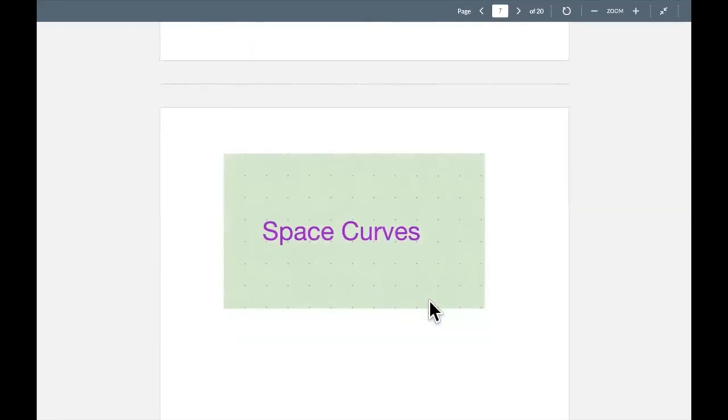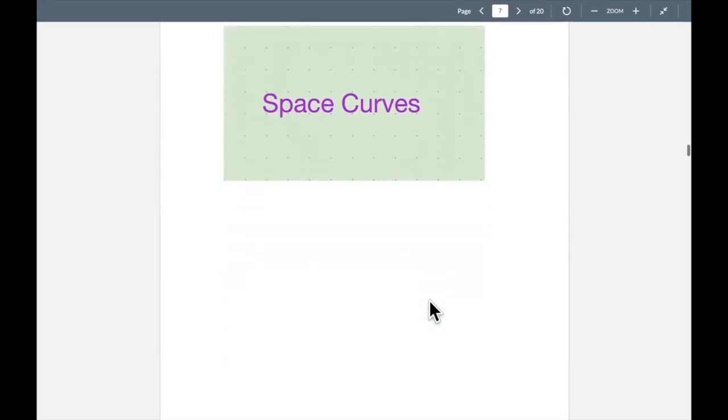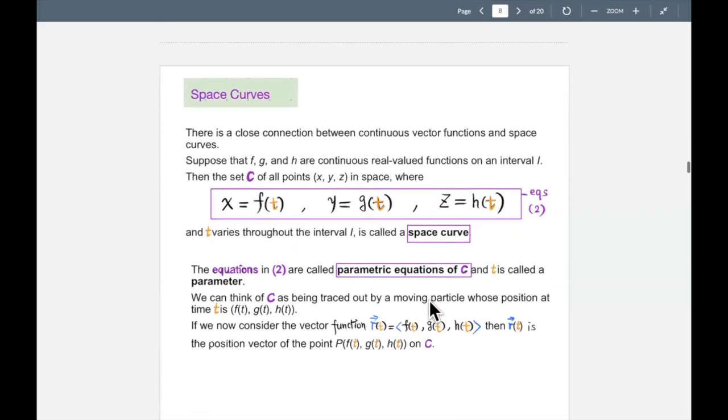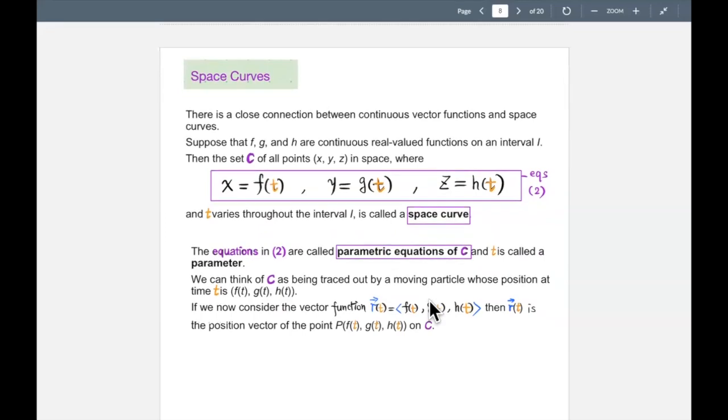Now we're going to talk about space curves. It seems fancy, but a space curve is just a curve in space. So nothing too fancy. There is a close connection between continuous vector functions and space curves. I'm going to give you a picture pretty soon.